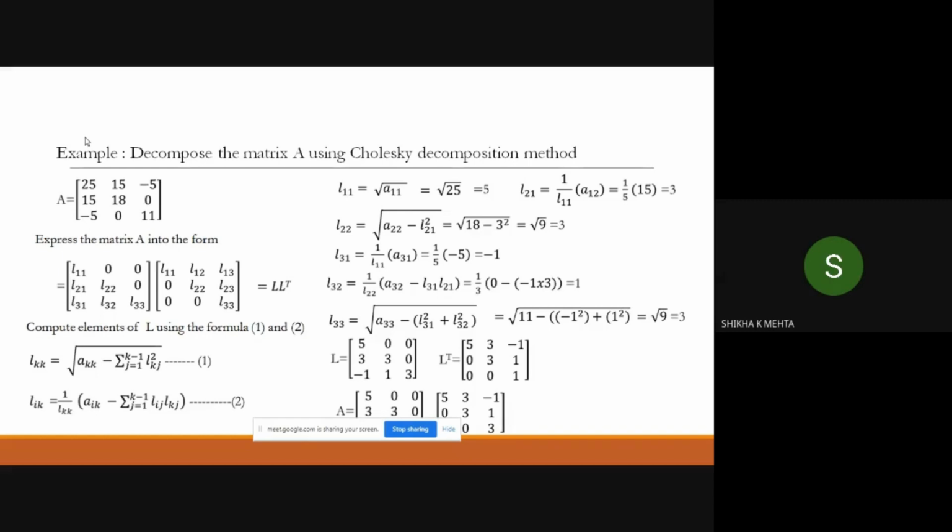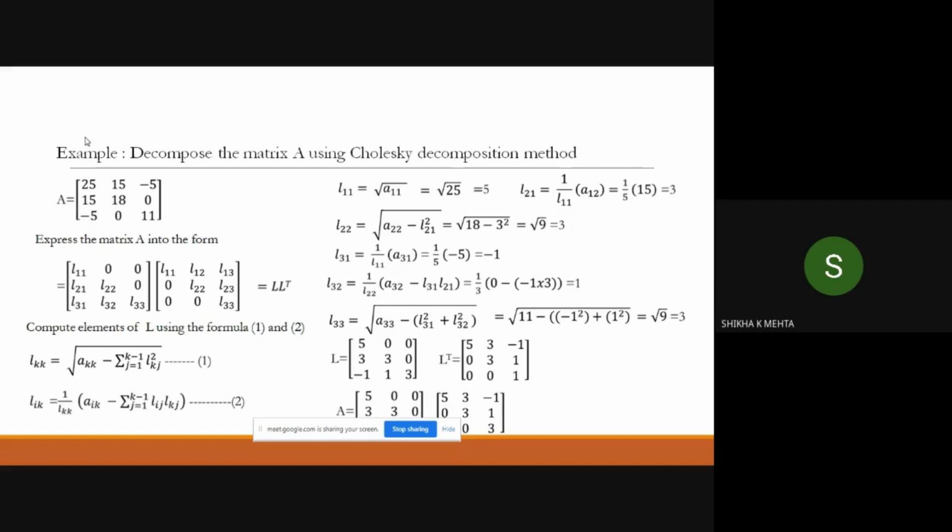So accordingly the formula will change. So here we have taken L31 is equal to 1 by L11, that is 1 by L_kk, times A31, so 1 by 5 into minus 5 is equal to minus 1. So 1 by L11 we have taken from here. So we are using the preceding values. We have to compute these values in sequence so that we can use the previous values in the row or column for the succeeding formulas, to compute the values in the lower columns or rows.